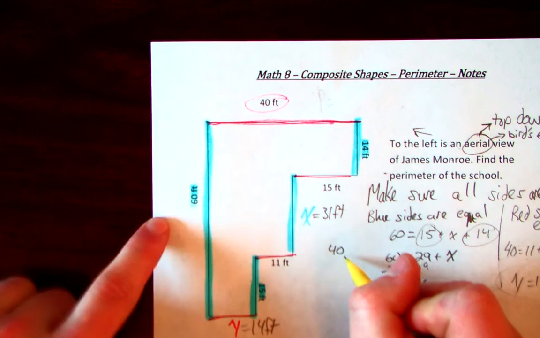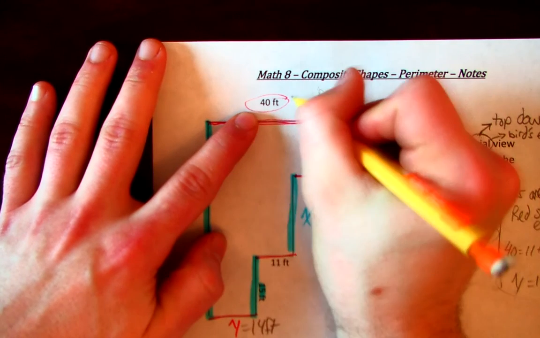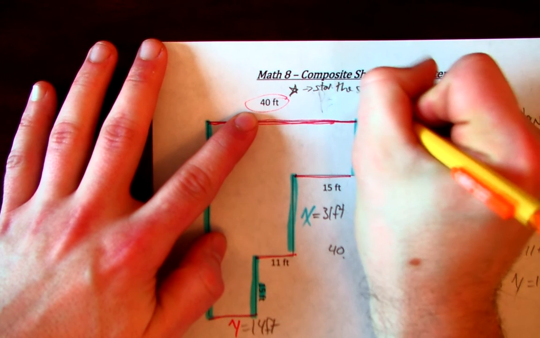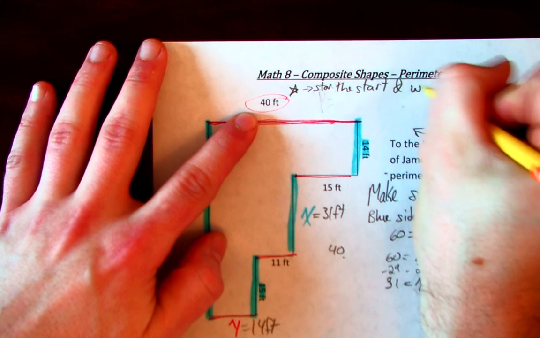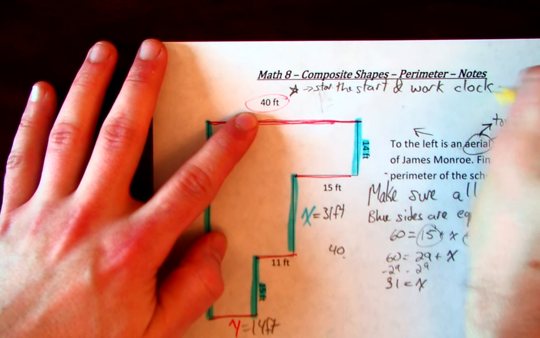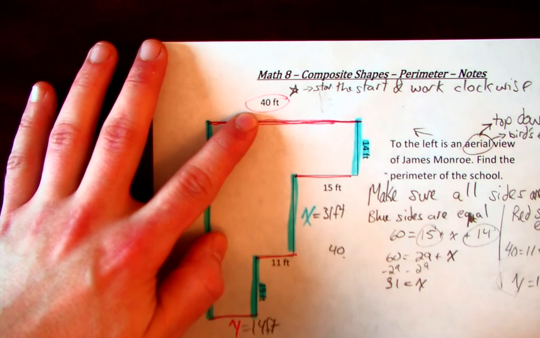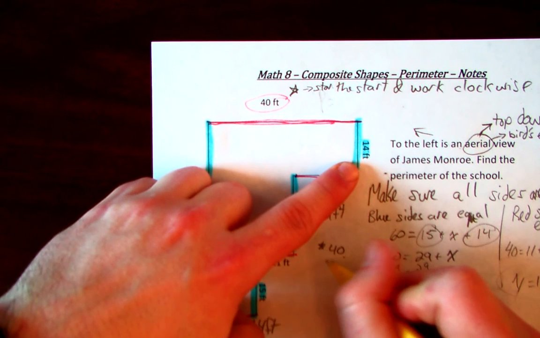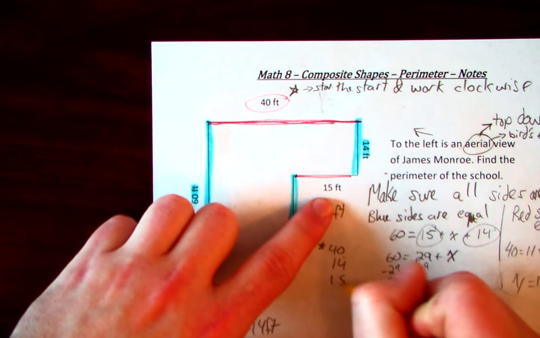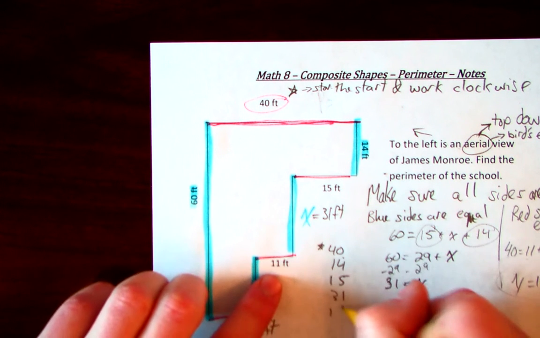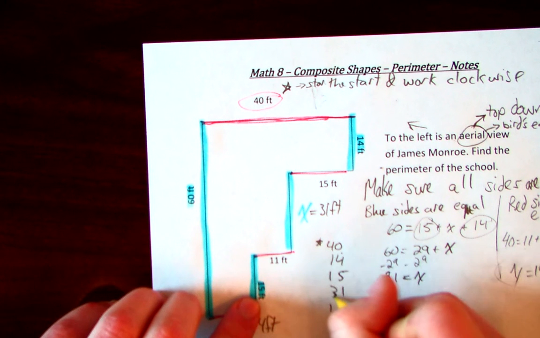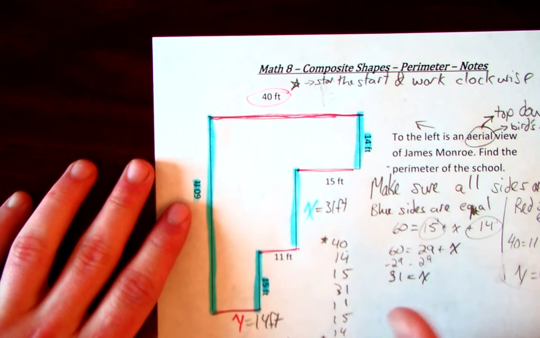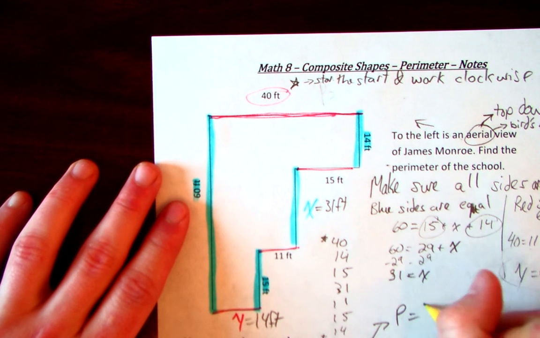40. And this is another strategy. He said, let's star the start and work clockwise, meaning around like a clock. All right, so at the start, I have 40. Now I have 14, 15, 31, 11, 15. Do not skip any numbers. 14 and 60. Again, I'm adding those up all together. And real quick math, this is going to be perimeter is equal to 200 feet.